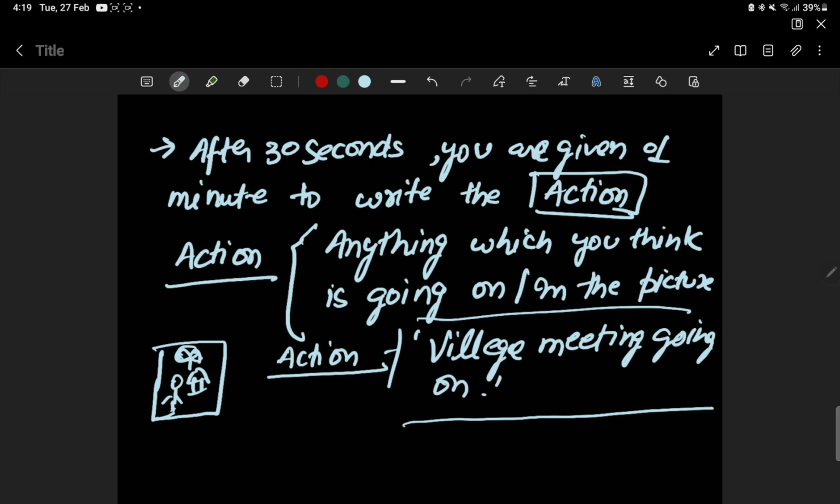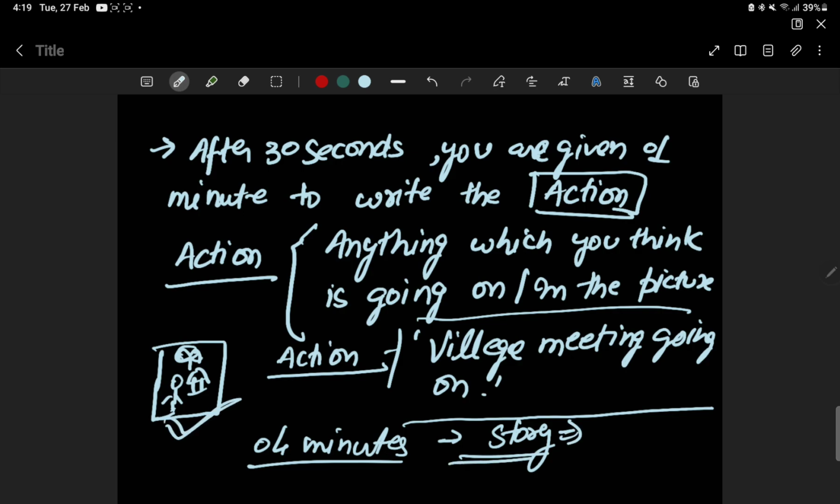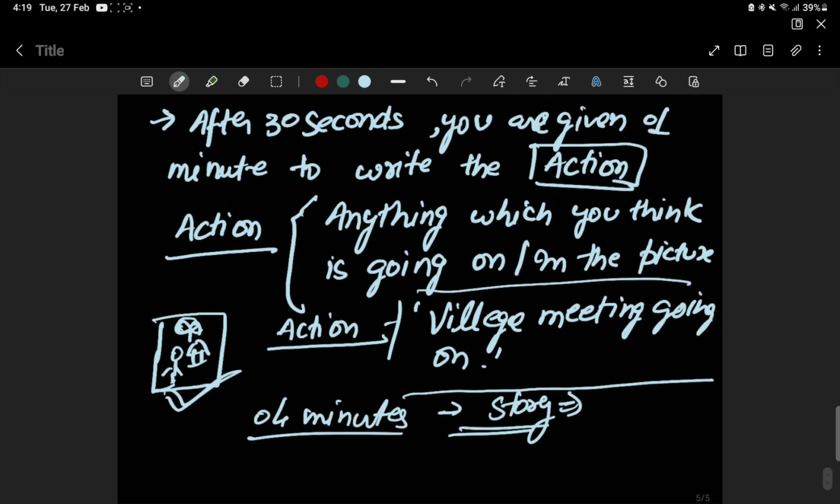After 1 minute you are given 4 minutes to write a story based on this picture. So this is basically picture perception and story writing. PP means picture perception, and it also includes story writing. Now the next test is DT. DT means discussion test.